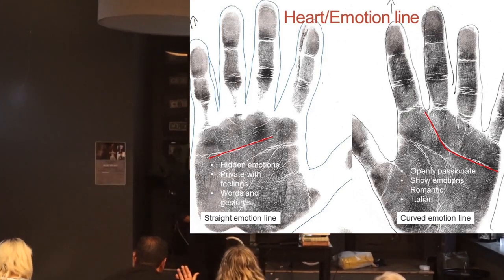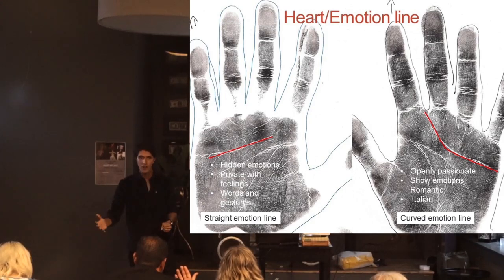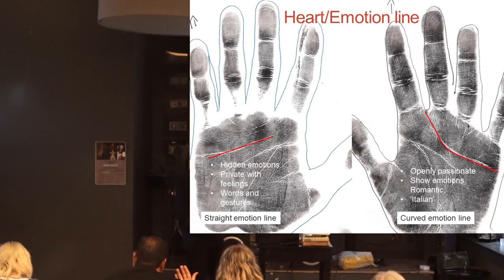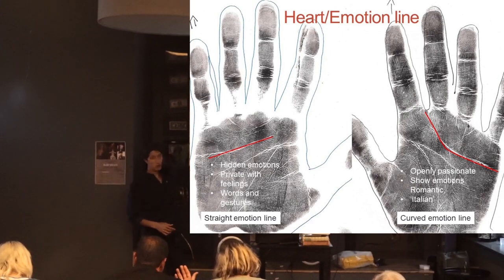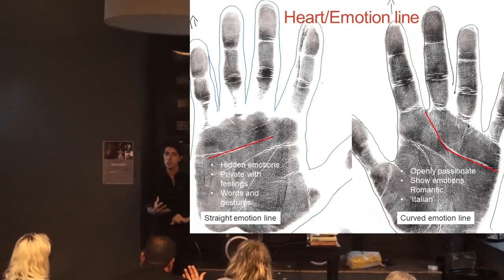This person here is much more likely to be wooed by romance because they themselves are more open and affectionate. So therefore, if somebody comes up, buys them flowers, writes them a poem, they're going to think, oh yeah, that's great, I'd have more of that. A straight emotion line, on the other hand, are much, much more practical with their expression of emotions.